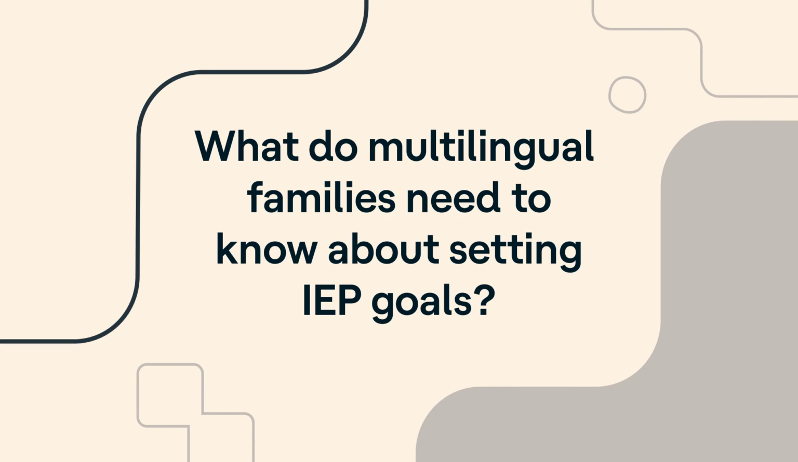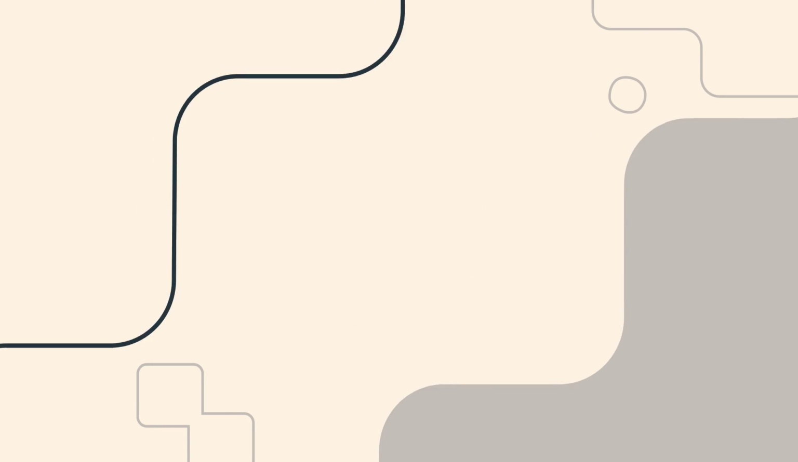What do multilingual families need to know about setting IEP goals? There are a few quick things I want to mention if your child's learning English. First, if you need a translator at the IEP meeting, the school needs to provide one for you. And the school should translate the IEP for you too.